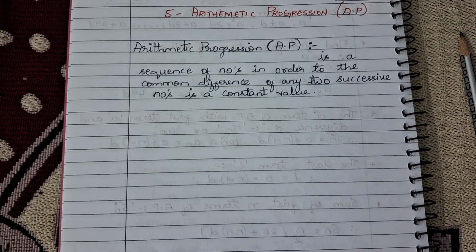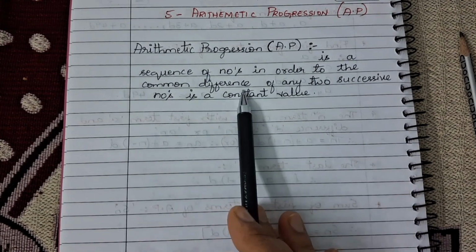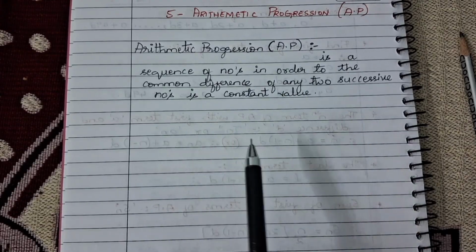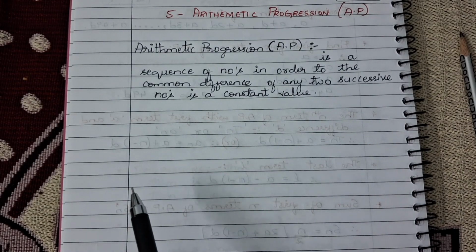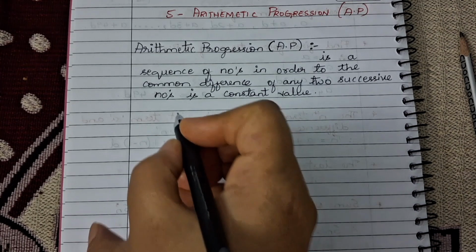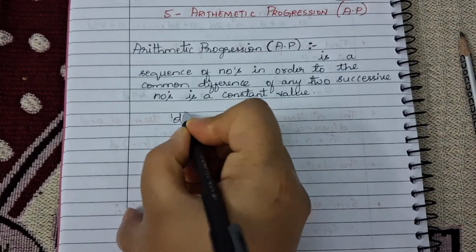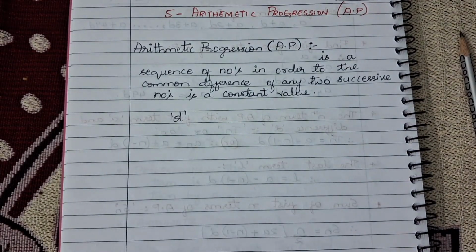Today I am going to explain briefly about AP. What is AP? It is arithmetic progression. And what is arithmetic progression? Arithmetic progression is a sequence of numbers in which the common difference of any two successive numbers is a constant value. What is common difference? Common difference means D. D is called common difference.